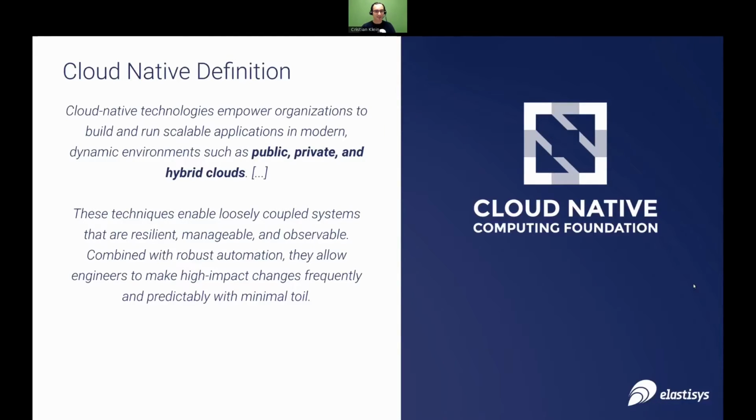So I have highlighted the words that, at least to me, are the most important in this particular context: public, private, and hybrid clouds. Although we tend to think about Kubernetes as being this managed service that is running on top of one of the hyperscalers, cloud native technologies are actually very much intended and usable on any kind of cloud, including the European ones.